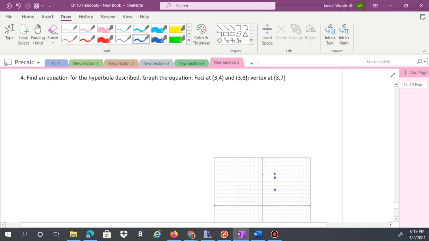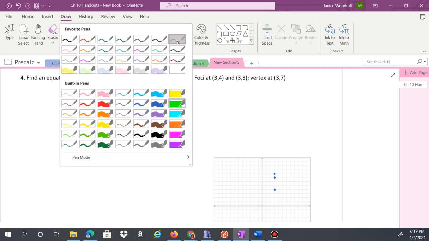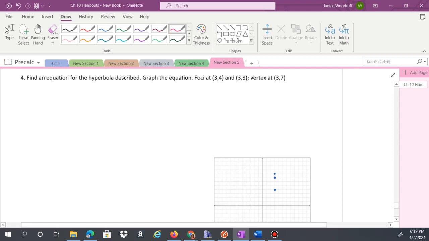Okay, so here's what this is telling me. This is telling me that I have a vertex here, which means I'm going to open like this, which means opening up and down, I've got y squared, or y minus k, squared over a squared, minus x minus h, squared over b squared, equals 1.